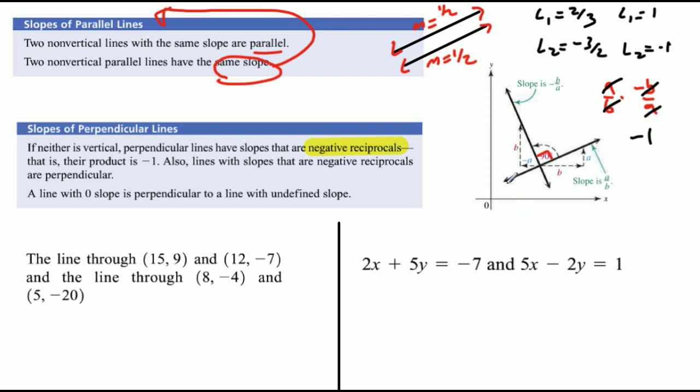So the most important thing here, same slope. Most important thing here, negative reciprocal slope. We're going to use that information now to do these two examples down here.